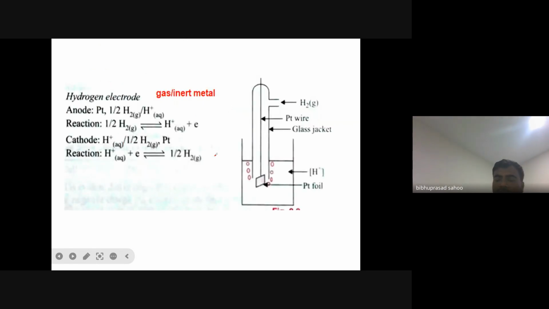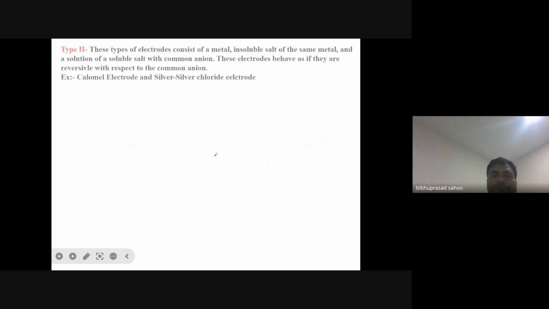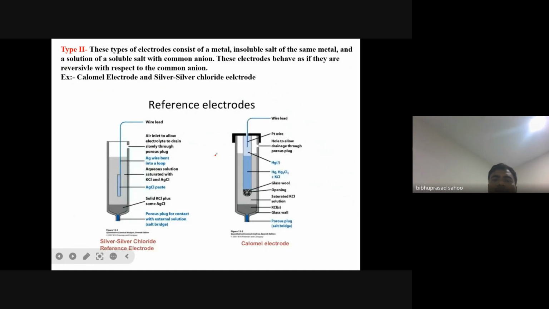But student, what I have written is very straight, but actually it is not like that. The calomel electrode is such an electrode. It is having two electrolytes. See here. Hg is the liquid metal. Hg2Cl2 is an insoluble electrolyte. KCl is a soluble electrolyte having a common anion.